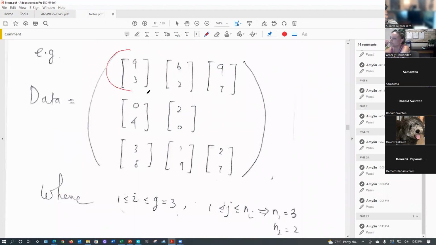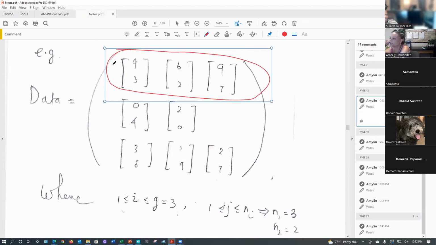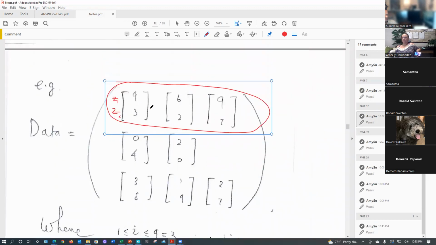I'm going to consider only this part. This is like my Z1. See, this is like my Z2. Think about that. That means how many groups do you have? Just one group. Instead of three groups, you have one group. And then how many individuals? 1, 2, 3. In our case, we have 7: 1, 2, 3, 4, 5, 6, 7. And see, p equals 2.